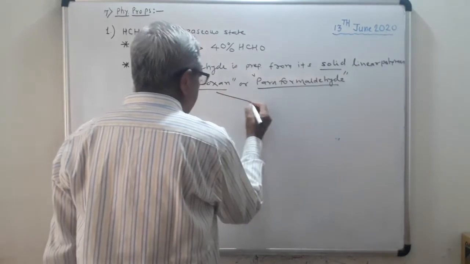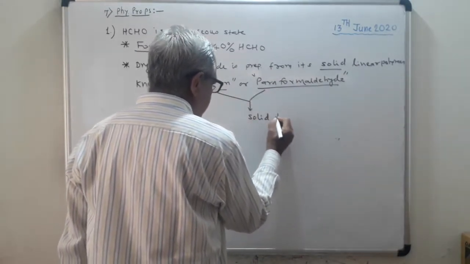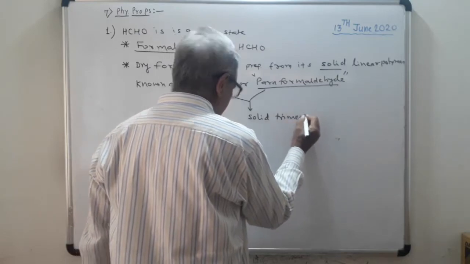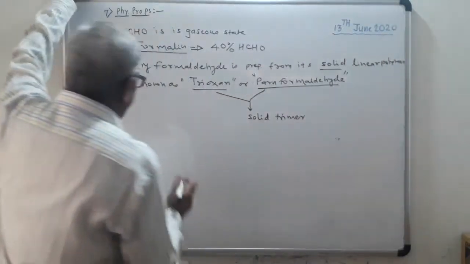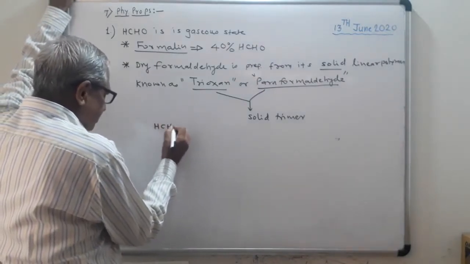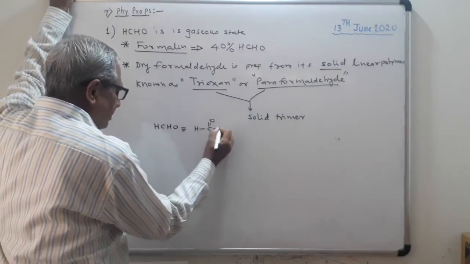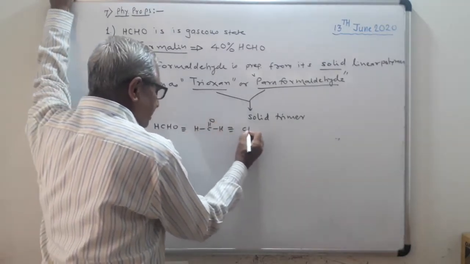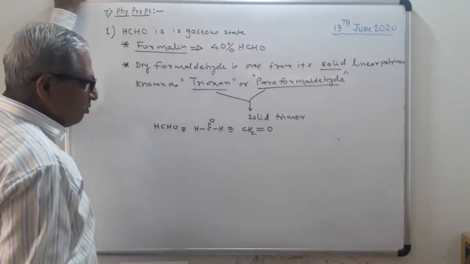Both are solid trimer. Now I will explain. This is a solid trimer. See, formaldehyde has formula HCHO. This can be written in this way, H-C double bond O-H. It can also be written as CH2 double bond O. So this is a formaldehyde.